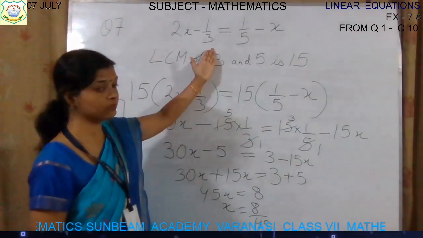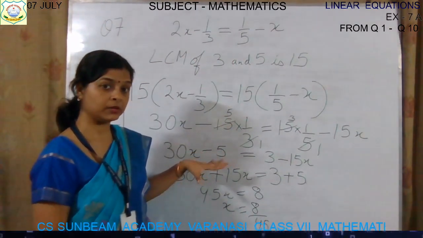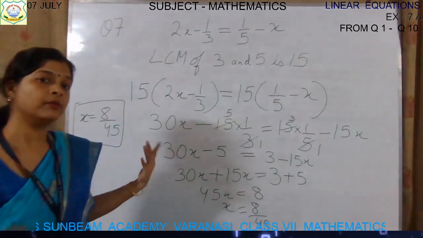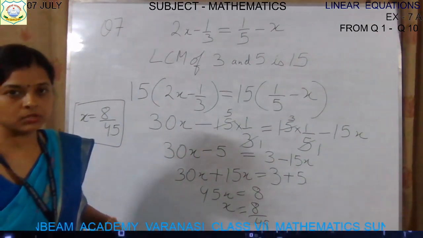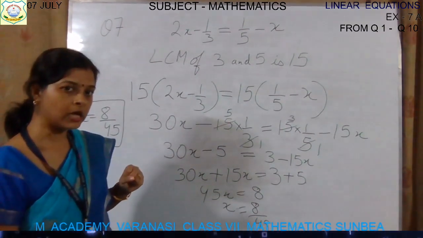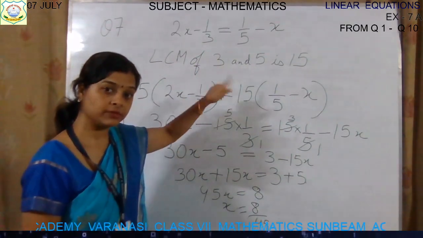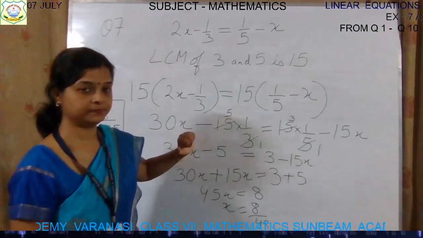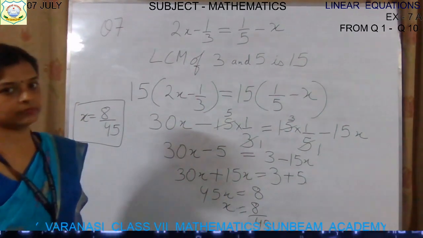I have introduced the denominator concept in this question only because after this you will get various types of questions where you will find denominators. So whenever you see a denominator, first try to remove it. How will you remove it? By taking the LCM of the denominators given in the question. Multiply it on both sides, solve it and find the answer.